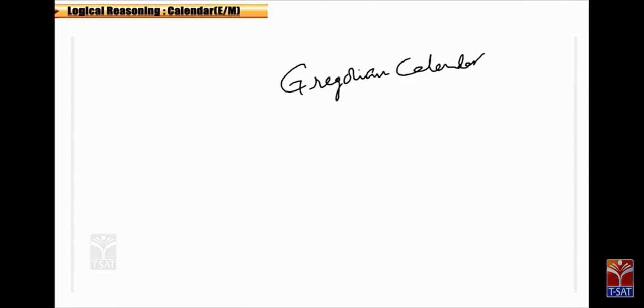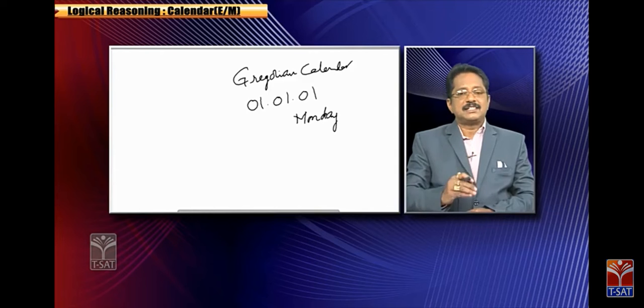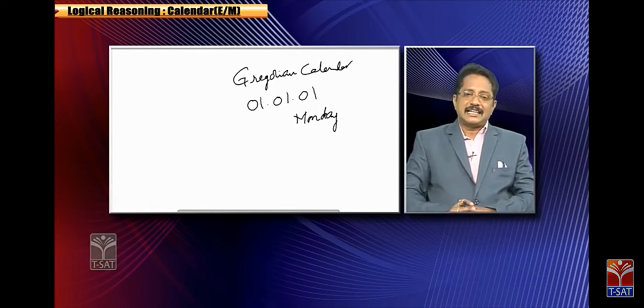Generally, what kind of question will come in the examination is very simple. In the Gregorian calendar, 01-01-01, the first day of the first month of the first year, is Monday. The Gregorian calendar is fixed like that: the first day of the first month of the first year is Monday, and the remaining days follow from it. In this manner, the calendar was prepared.